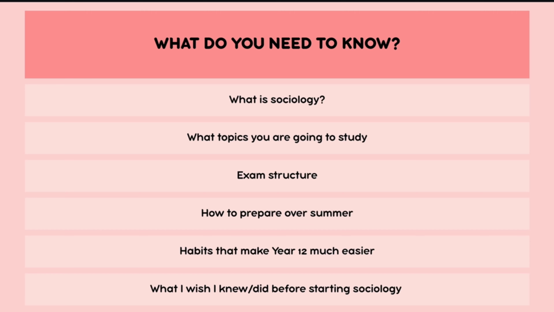Okay, so as you've probably seen on the screen, this is everything that I'm going to be covering in today's video. Just to say it again, this is for the exam board AQA only, so if you're not doing AQA, a few things in here can help you, but in future videos, it won't be for you. So what do you need to know? I think these are probably the main things that you do need to know going into year 12 to study sociology. So what is sociology? What topics you're going to study? Exam structure? How to prepare over summer? Habits that make year 12 so much easier, and things that I wish I knew or I did before starting sociology.